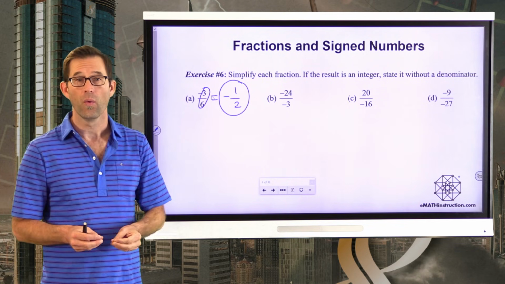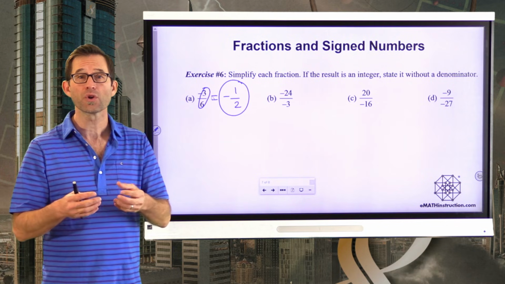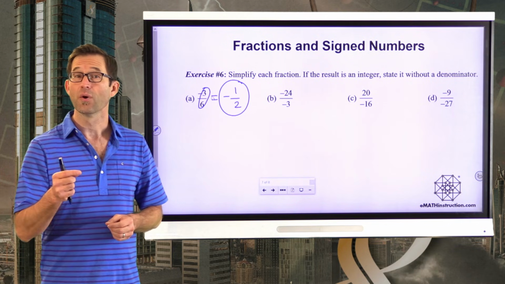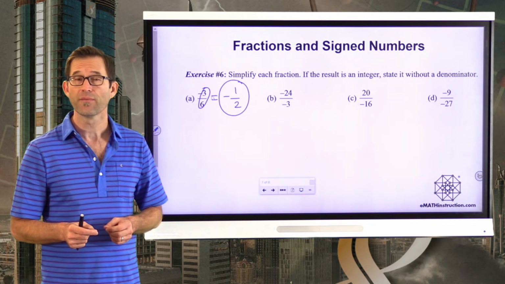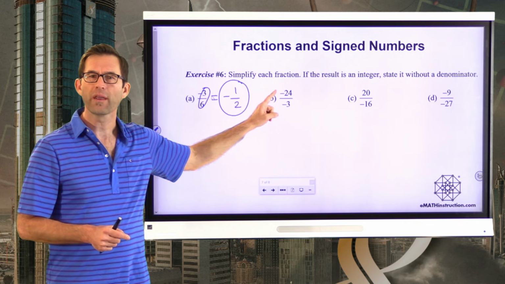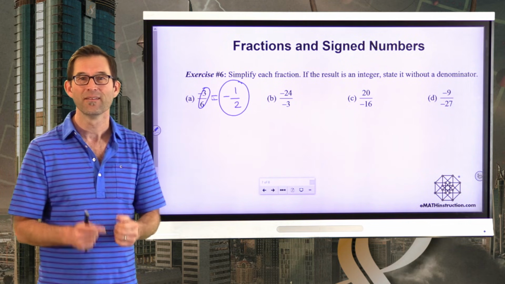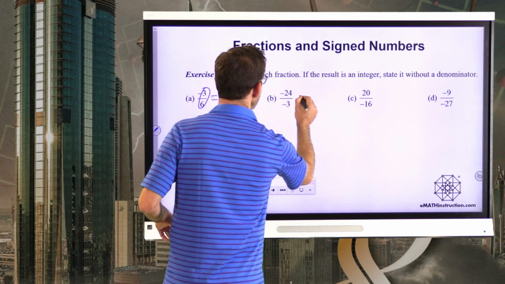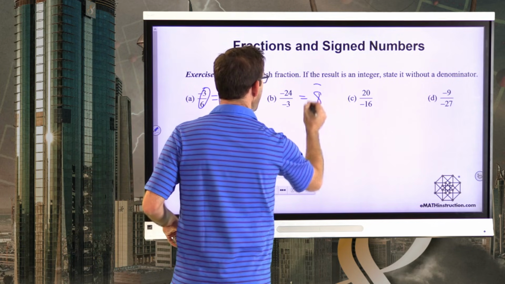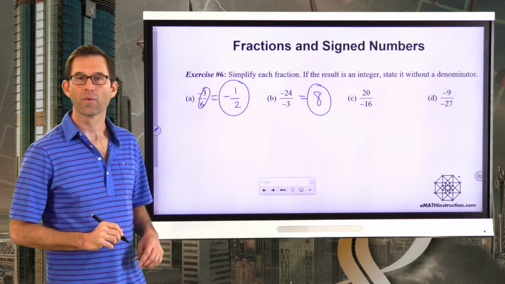Now likewise, letter B, I have negative 24 divided by negative 3. So I know that the answer here is positive. So a negative divided by a negative is a positive. And now I can think about what is 24 divided by 3? Well, that's simple. That's a nice integer, right? That's 8. So my final answer here is positive 8, right?